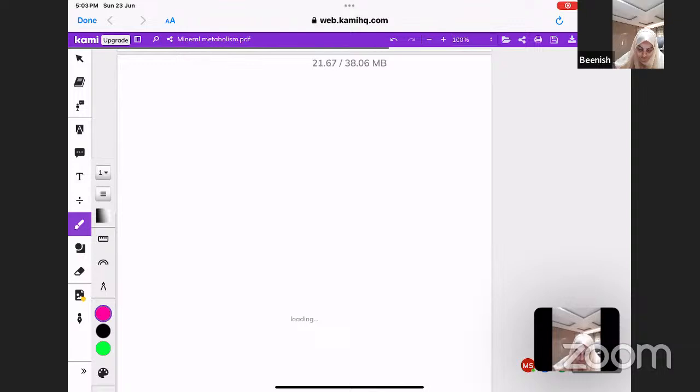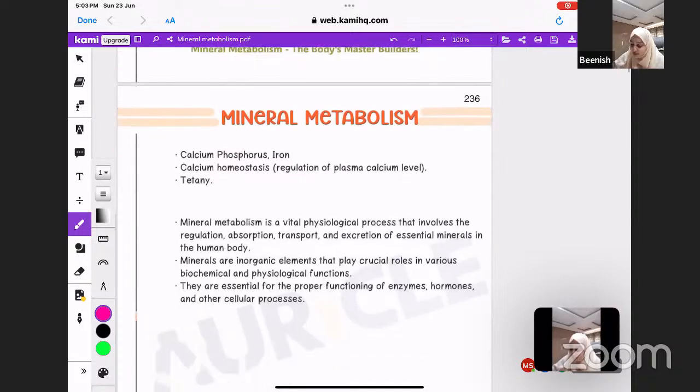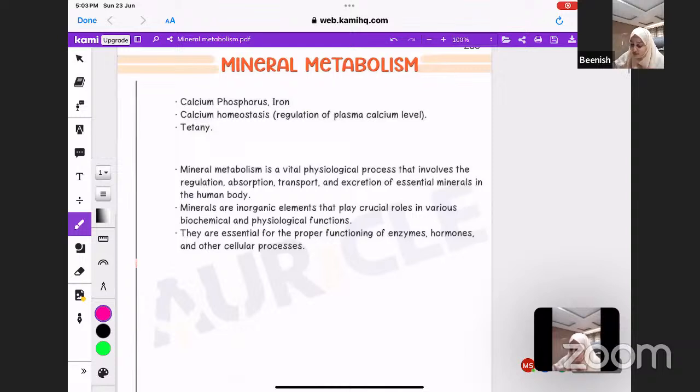So introducing you to mineral metabolism, just like vitamins, minerals are also very important for our body. They are unique parts or components of important enzymes in the body. So that is why they become very important, just like vitamins. Okay, so they're the body's master builders.